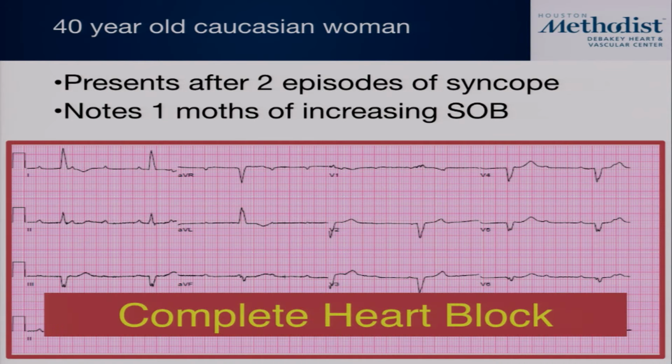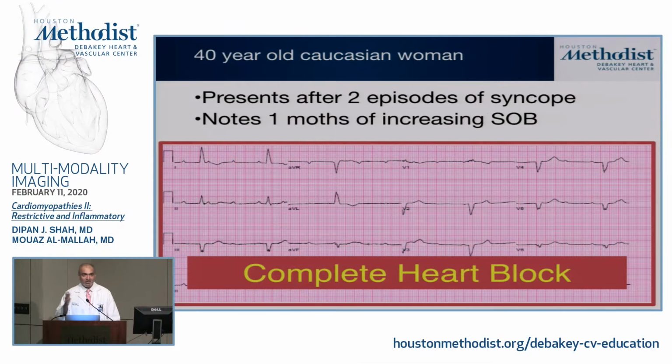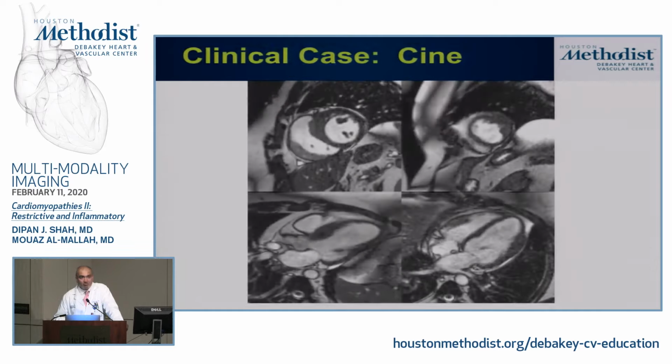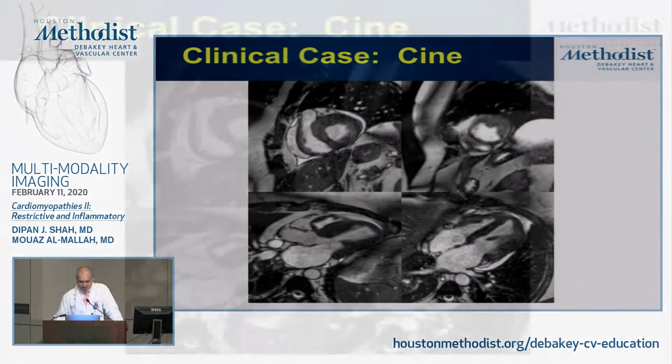So you've got a young person who comes in with syncopal episodes and complete heart block. So obviously one of the things you think about is, okay, this person may need pacing support, but it's also important in a patient like this to try to understand why there is this complete heart block in a relatively young person. So they did a series of lab tests, which were pretty unremarkable. An echocardiogram was done, which also was unremarkable, and then she was referred for CMR really to assess the myocardium.